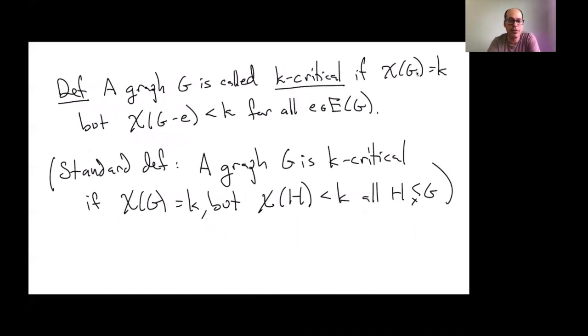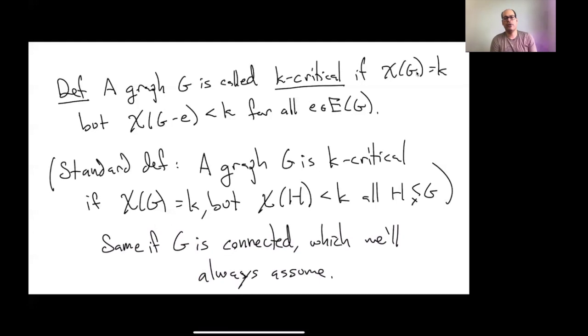So remember from before, a graph is called k-critical if it has chromatic number k, but whenever we remove an edge, the chromatic number drops. Now, I should mention that that is not exactly the standard definition, though it's almost equivalent. The standard definition is that a graph is k-critical if its chromatic number is k, but the chromatic number drops for every proper subgraph. So not only removing edges, but also potentially removing vertices.